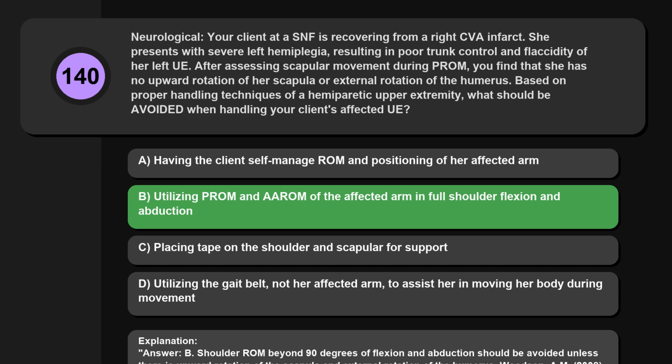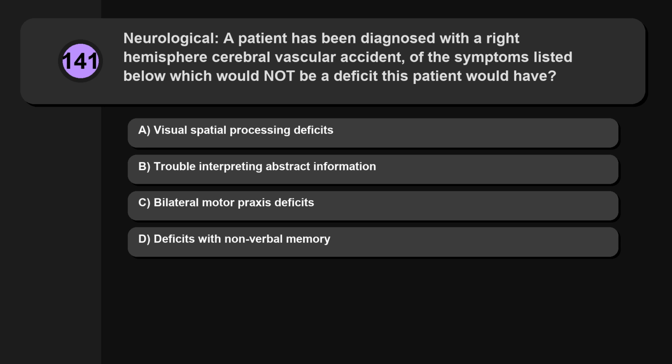Woodson, A.M., 2008, stroke. In M.D. Radomski and C.A.T. Latham, eds, Occupational Therapy for Physical Dysfunction, pages 1001 to 1041, Baltimore M.D. Lippincott Williams and Wilkins. Question 141. Neurological. A patient has been diagnosed with a right hemisphere cerebral vascular accident. Of the symptoms listed below, which would not be a deficit this patient would have?